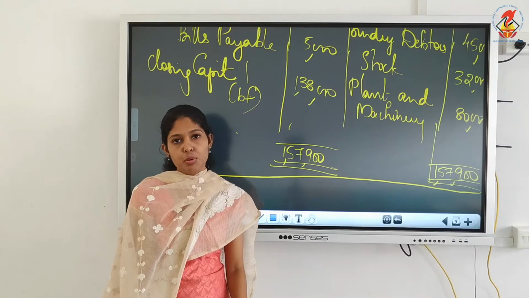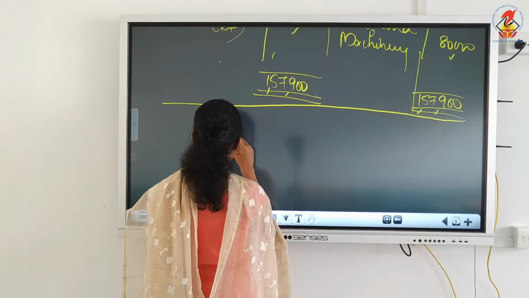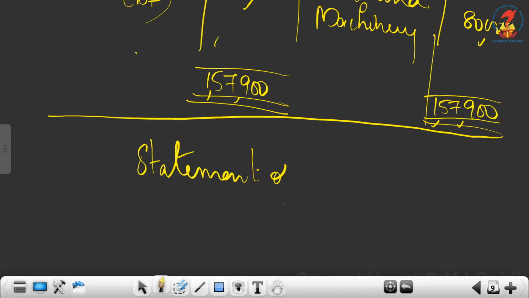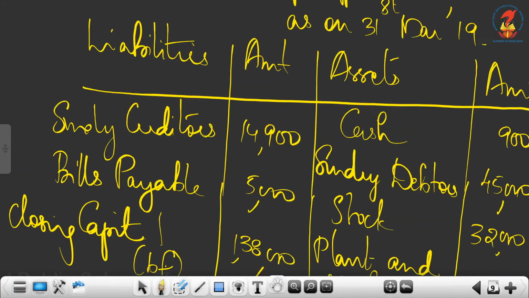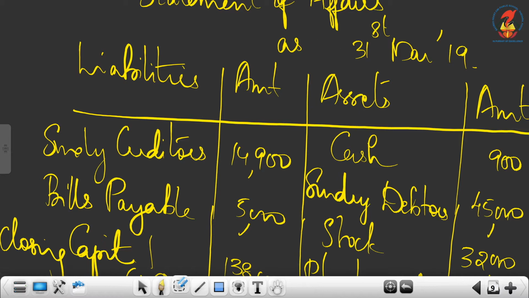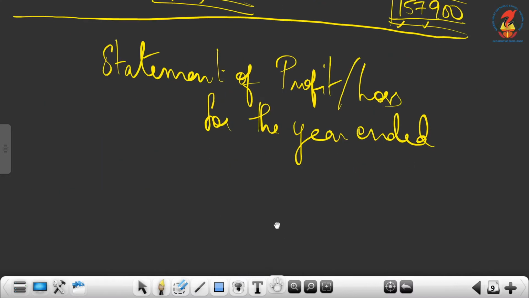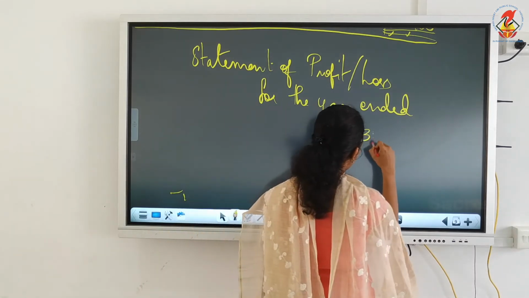Now we can find the profit for the year. So I will do it in the format. Statement. You should have a heading for every format, profit or loss. This should be written like for the year ended, whereas statement of affairs must be written like as at or as on is also fine. Yeah, here you can write as at. For the year ended 31st March 2019.